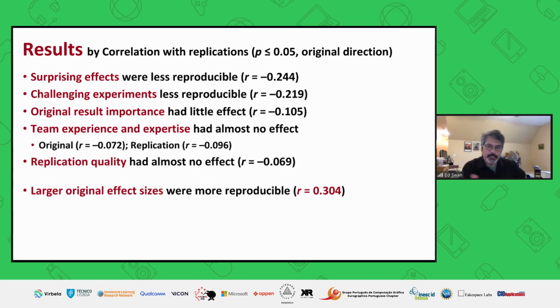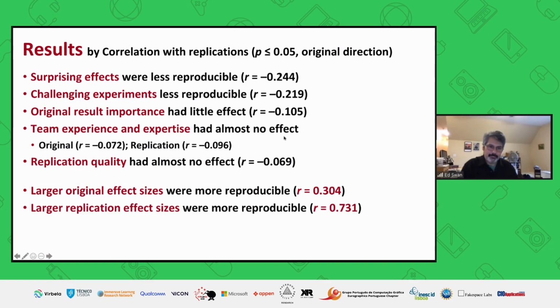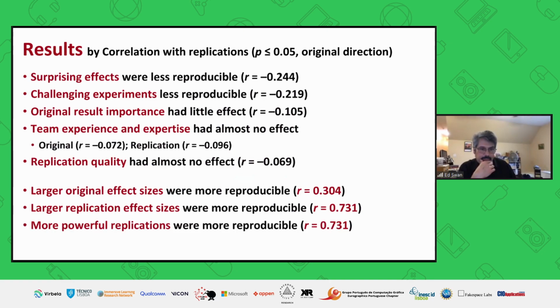So these are all the negative correlations here. All of these are negative. The positive correlations were the results that we've already seen. So larger original effect sizes were more reproducible. Larger replication effect sizes were more reproducible. And more powerful replications were more reproducible. That's what we saw visually.